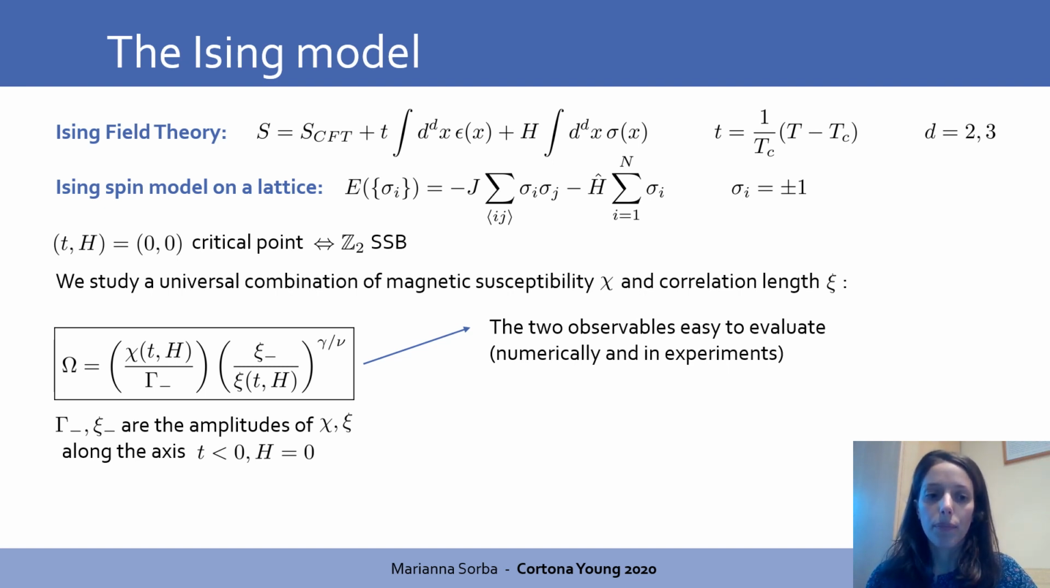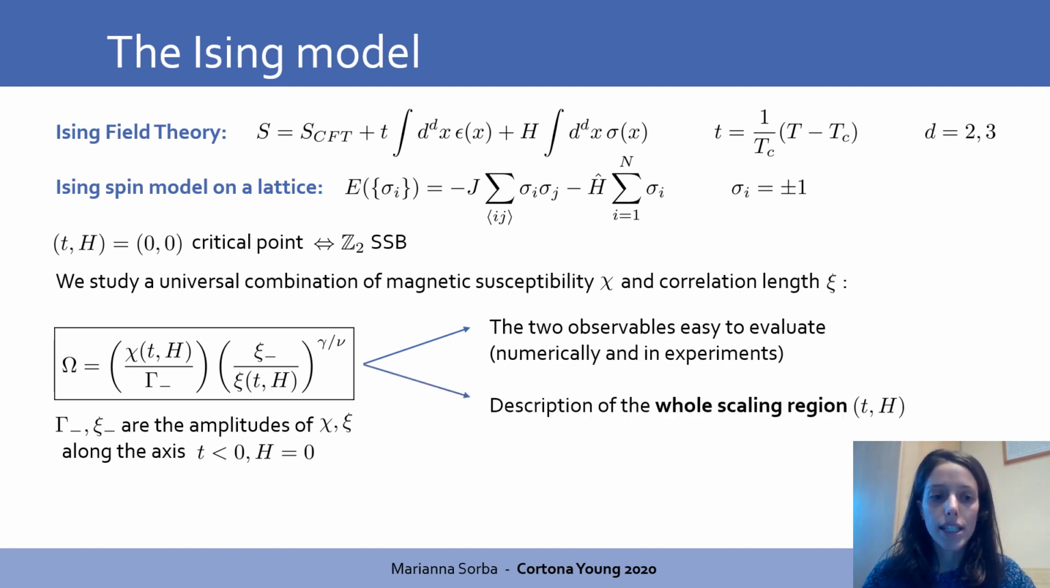because the magnetic susceptibility and the correlation length are linked to the order parameter of the phase transition, which is usually easy to identify. And moreover, we see from the definition of omega that they are normalized with respect to the amplitudes that they have along the line of first order phase transition, which is again usually easy to identify.